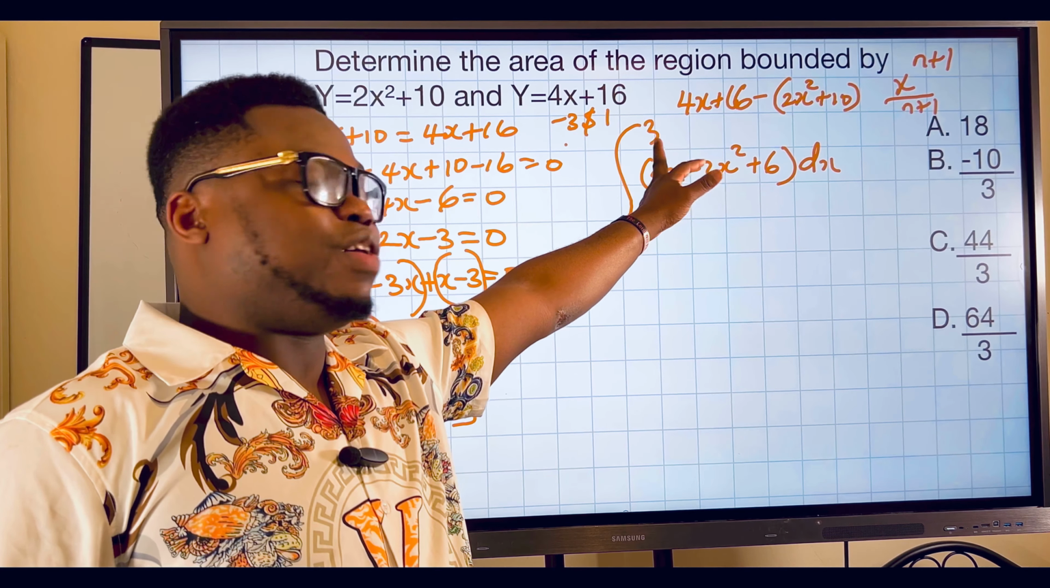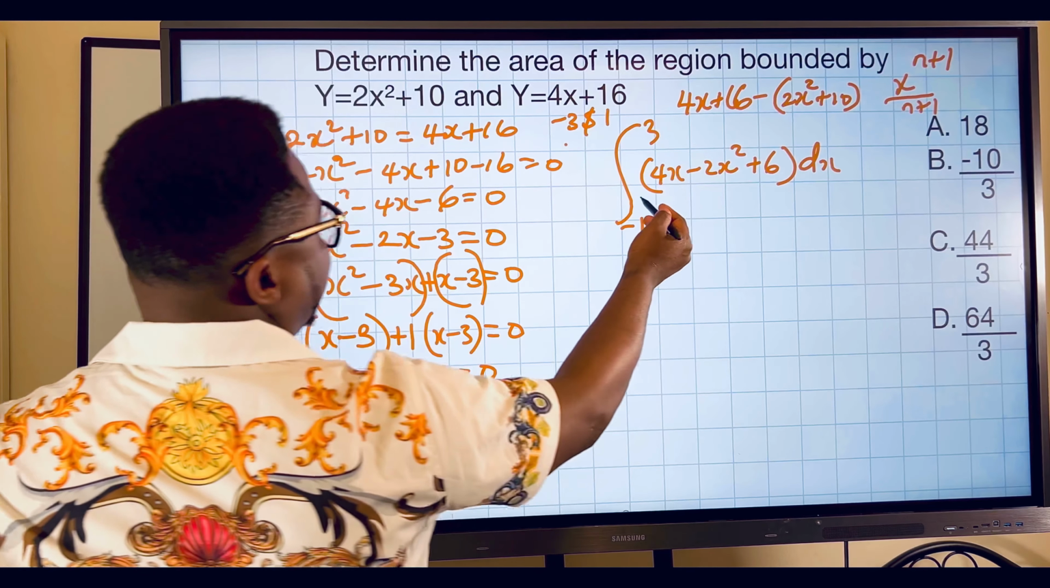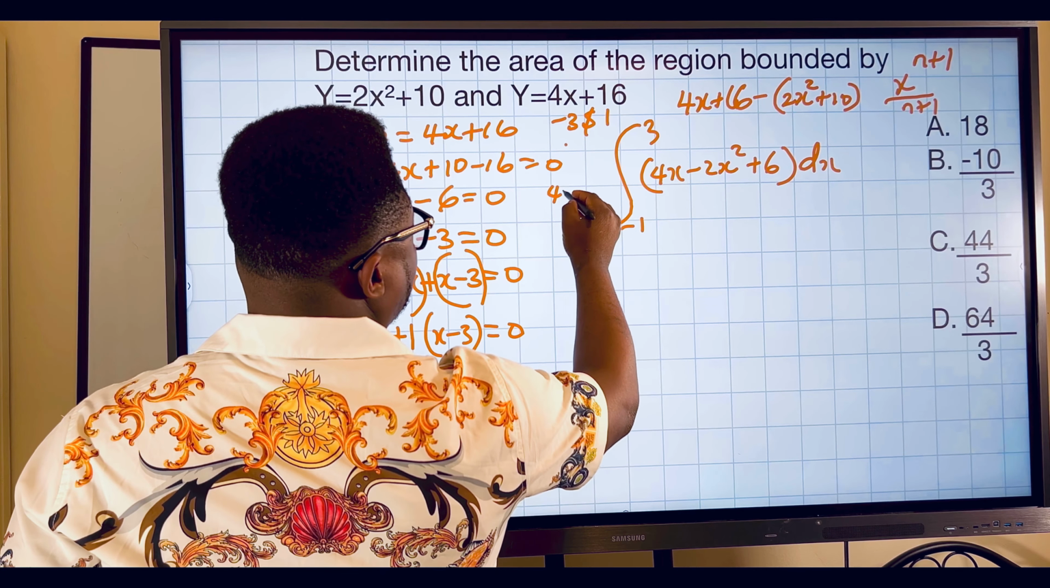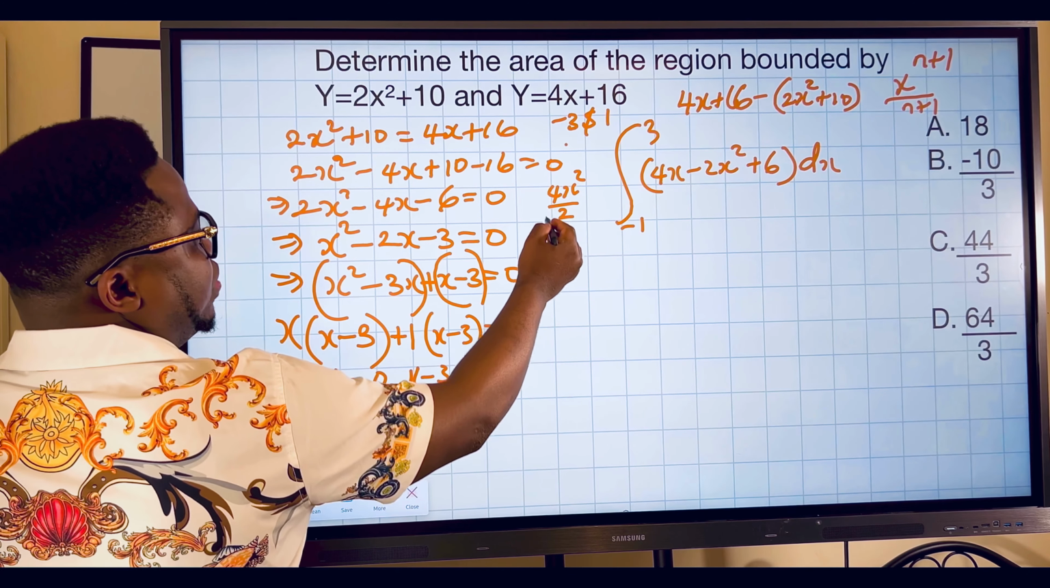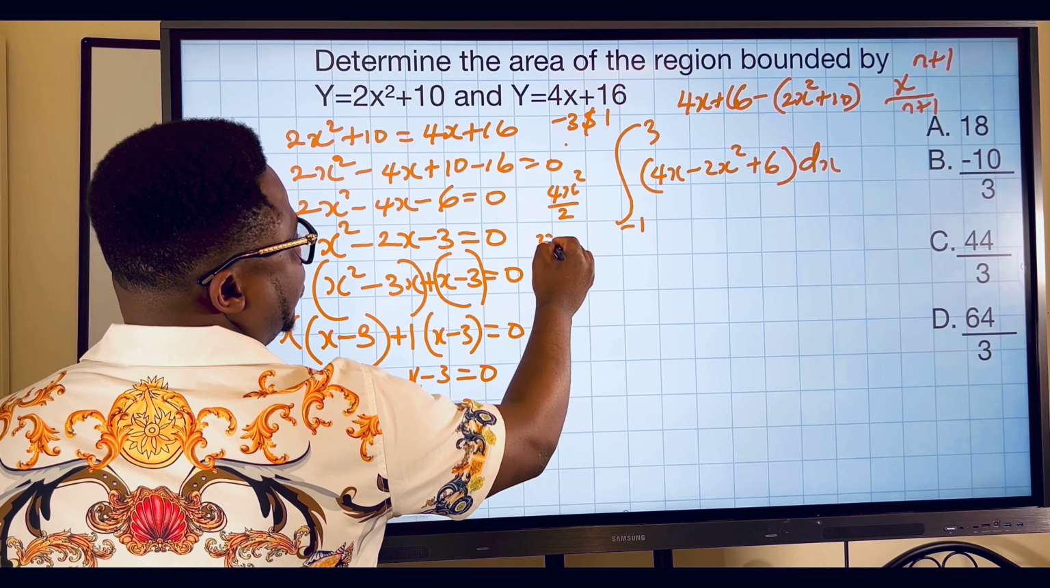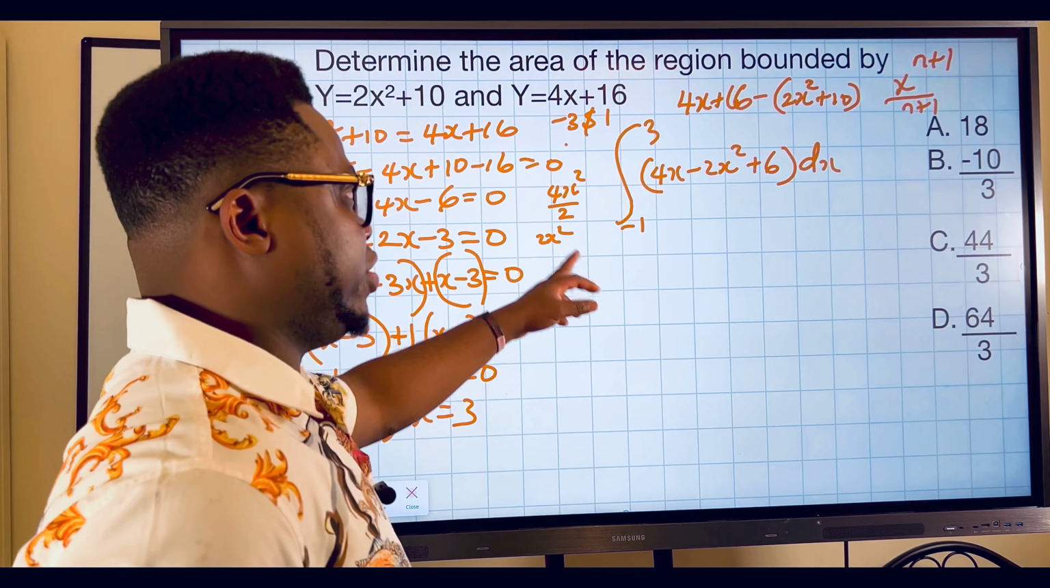So it means n is equal to 1 for 4x. So I'm going to integrate 4x. If I integrate 4x, it's going to be 4x to the power 1 plus 1, which is 2, over 2. So 4 over 2 is 2. So I'm going to have 2x squared.